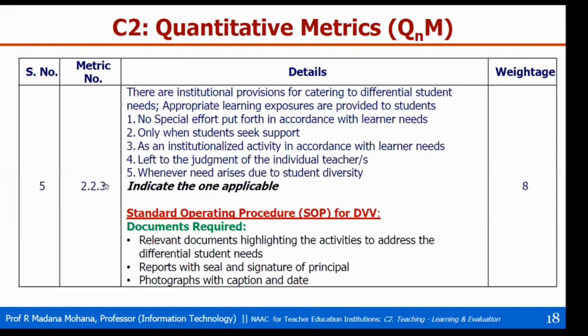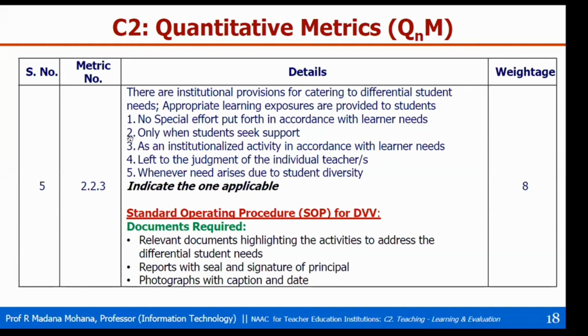Then next metric 2.2.3, which carries 8 points. This is related to institutional provisions for catering to different student needs. Appropriate learning exposures are provided to students in the following areas. No special effort is put forth in accordance with the learner's needs, only when students seek support as an institutionalized activity in accordance with the learner's needs. Then it is left to the judgment of the individual teachers whenever need arises due to student diversity.